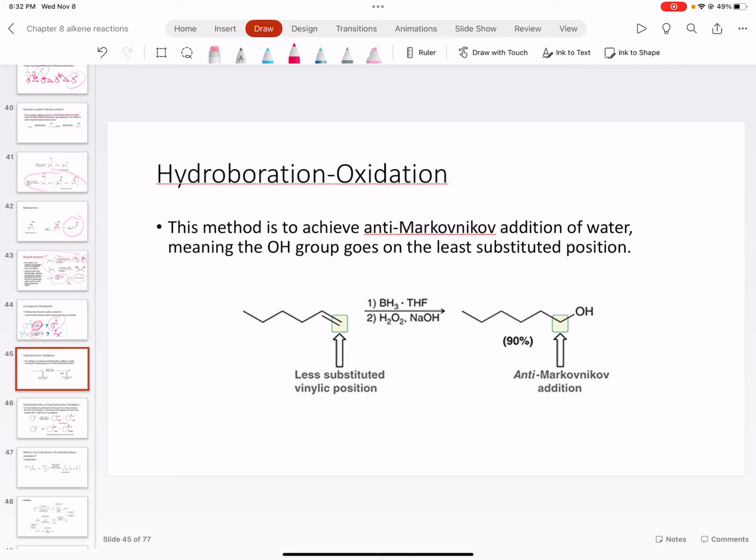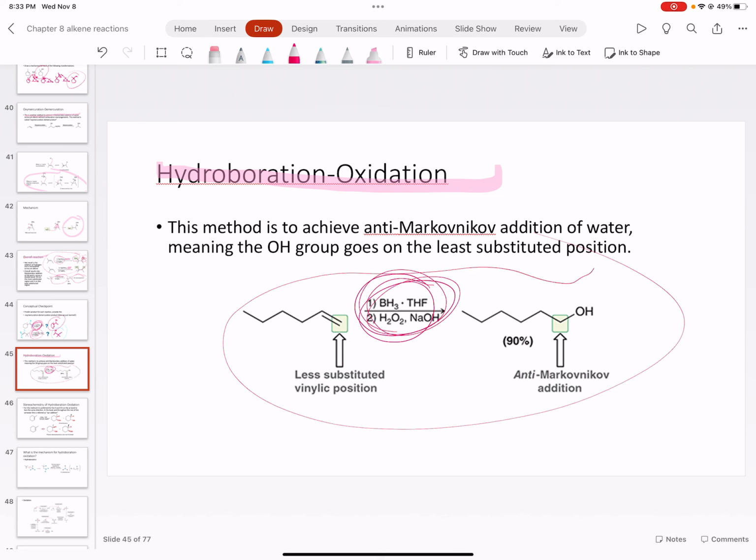So with that in mind, we do a new reaction, which is called hydroboration oxidation. This method achieves an anti-Markovnikov addition of water, meaning that your OH group goes on the least substituted position. So when you get these reagents, your OH will go on the least substituted, and your hydrogen will go on the more substituted. Again, when you do your notes, it's when you get this reagent.